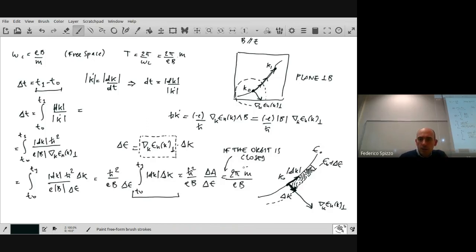So if you notice, you may find an expression for m, and this expression for m is h bar squared divided by 2 pi times the areal variation divided by the energy variation, because EB is found on both sides. And so this is a way to define a new value for the effective mass of the electron.